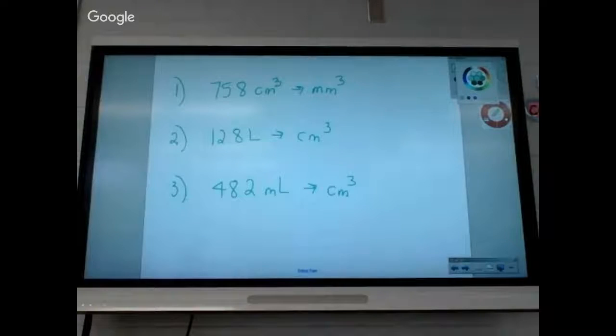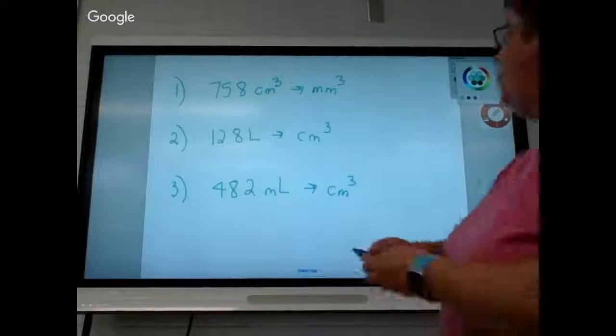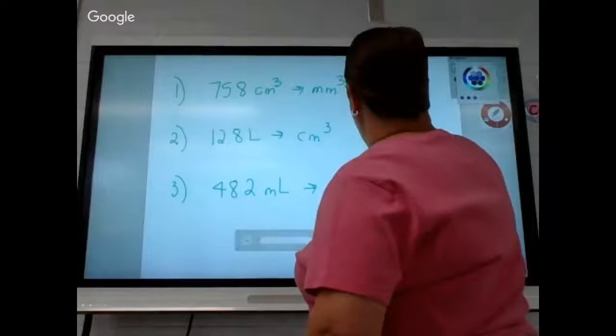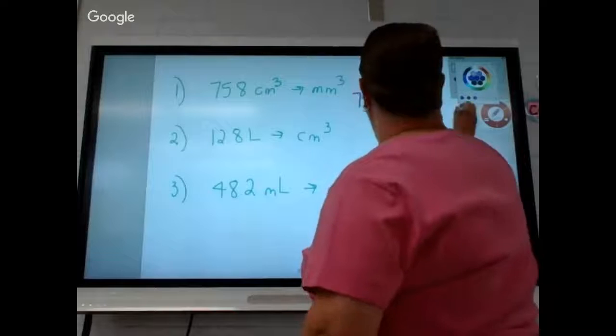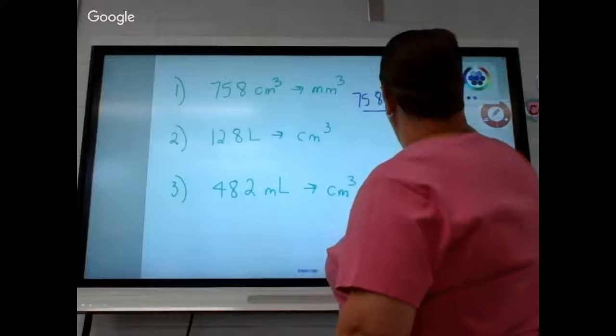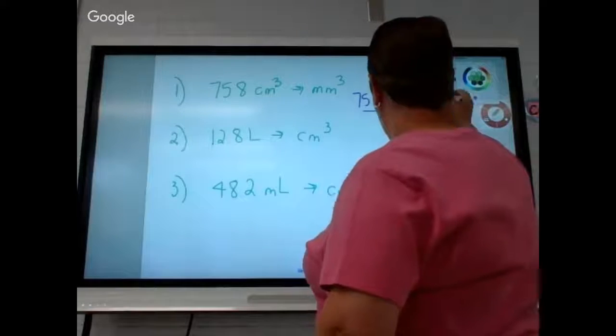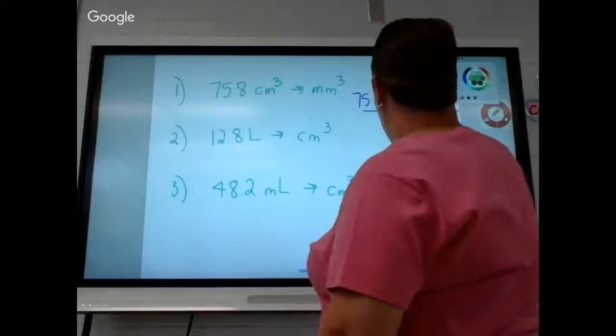All right, can we talk about the questions? Because by my calculations, I'll have about 5 minutes. All right, so 75.8 centimeters cubed to millimeters cubed. Who's bigger? How many spaces between centi and milli? 1. So you got a 10.